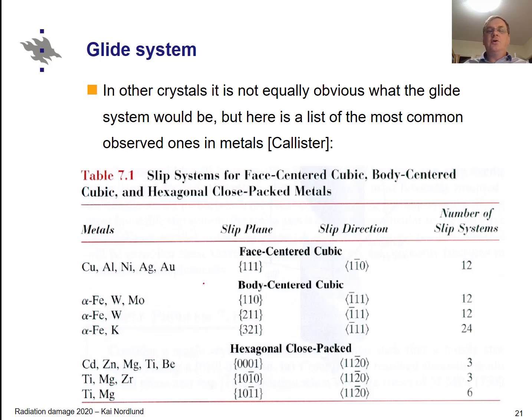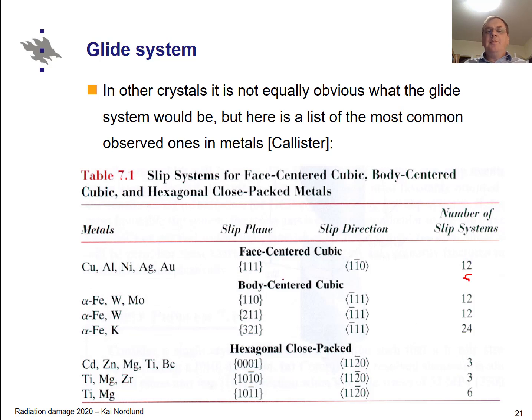In other crystals, it's not so obvious, but here is anyway a summary from the textbook by Callister about the most commonly observed slip planes and slip directions. So in FCC, it really is the 111 plane and 110 direction which are dominant. There are 12 crystallographically equivalent or symmetric systems to do this. Then in BCC there are a number of them, but they are not quite as easy to move. And then in HCP there are also several, but there are fewer of them.